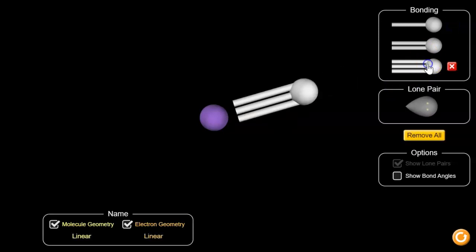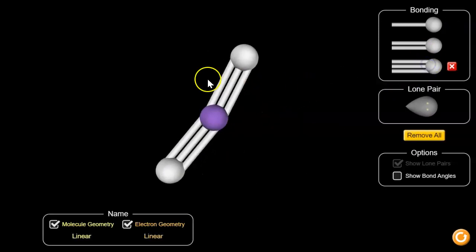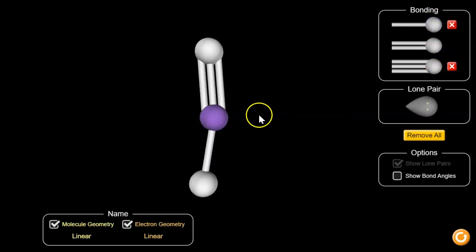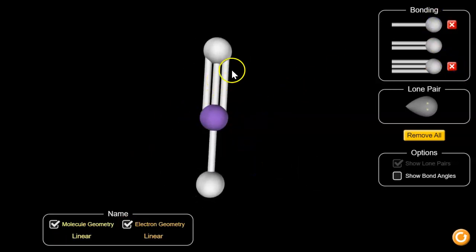And if you notice, if I use a triple bond, it still results in the same shape as when I used a single bond. So it doesn't matter what type of bond you have, it still is only one electron density region. So it results in the same shape.